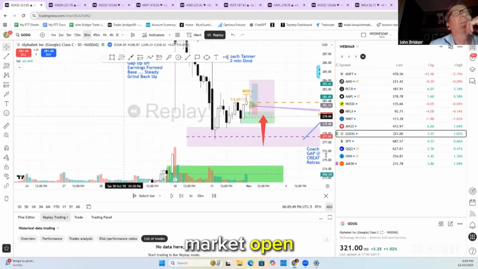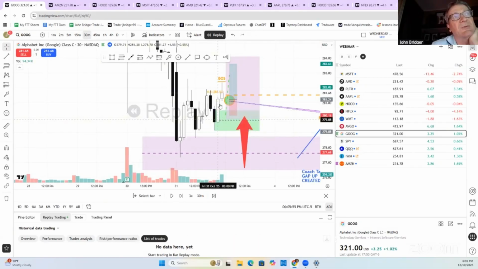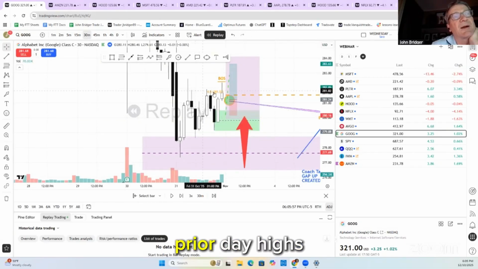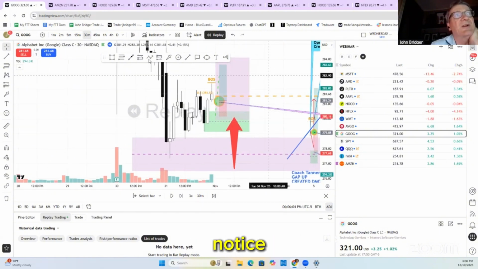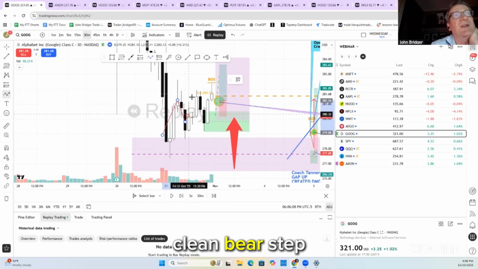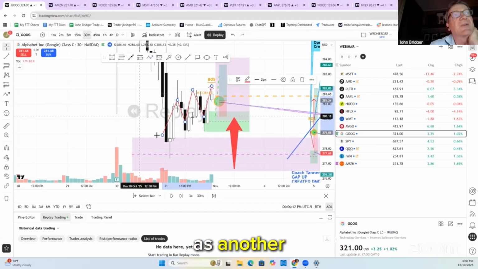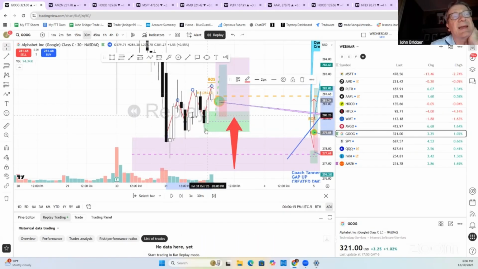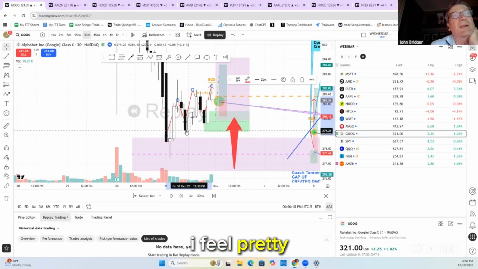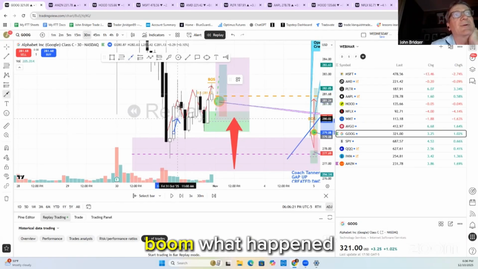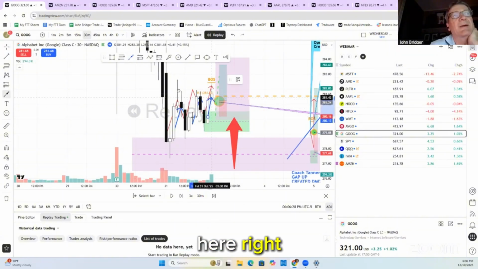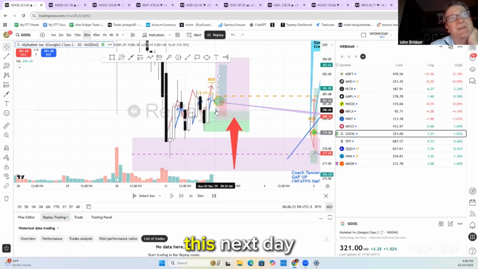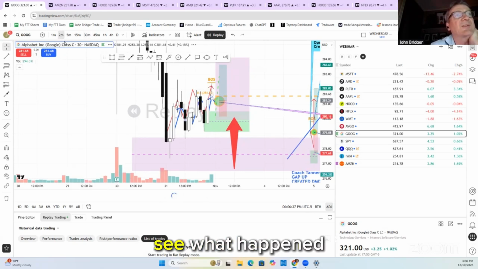Before market open, there is this demand zone that broke structure, right? It broke these prior day highs, and so he flagged that pre-market as, hey, this could be an opportunity. Also notice this nice, clean stair step up in structure as another indication that if I get a tap of one of these demand zones, I feel pretty confident. Look at what happened here, boom, and here, boom. So I'm just trading a repeatable pattern. If I get another tap this next day, I feel pretty confident with the breaker structure that I could get a trade. So let's see what happened there.